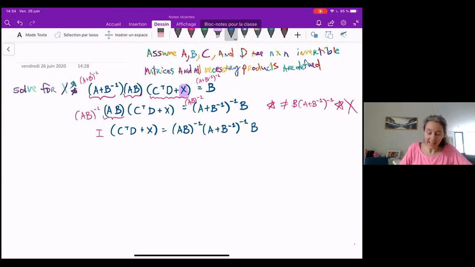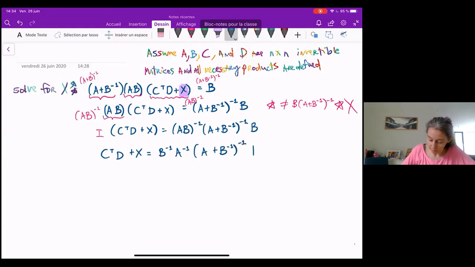Now that I doesn't have to be there. I'm going to get rid of it in the next step though. So this would become C transpose D plus X, which is likely multiplied by 1. And I'm going to use my matrix operations properties to distribute that inverse there. So I'll have B inverse A inverse times (A plus B) inverse inverse times B. And I did that for a very specific reason. Here we were using (AB) inverse is equal to B inverse A inverse.